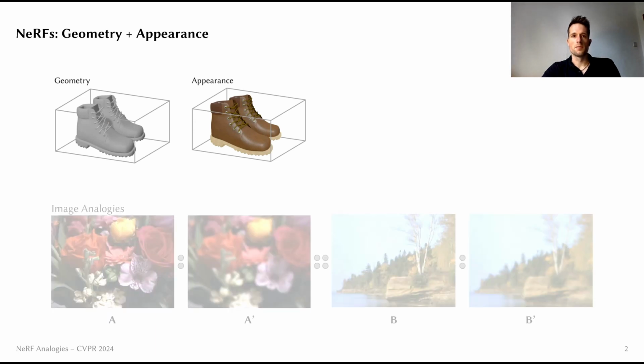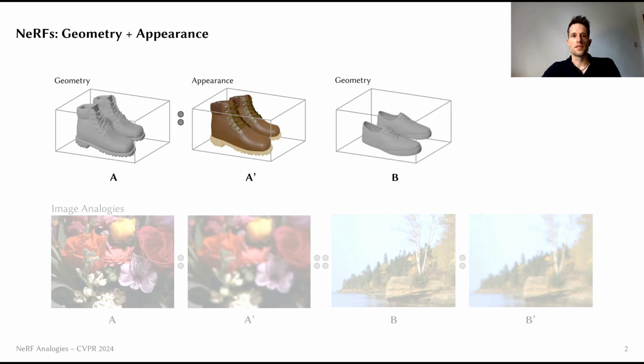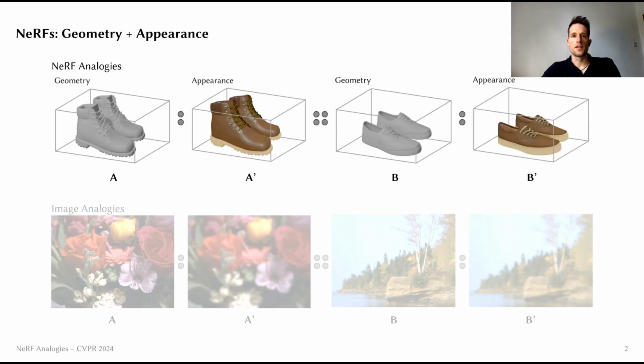In our work, we aim to leverage this idea to enable semantic appearance transfer in 3D. Given a source NeRF, we can think of it as encoding the relationship between geometry A and appearance A'. And now, if we're provided with a new geometry, we'd like to find the target NeRF that contains this new geometry in such a way that the analogy property is satisfied, meaning that it shares the semantically related appearance from the source NeRF.